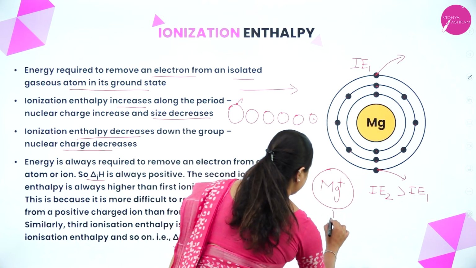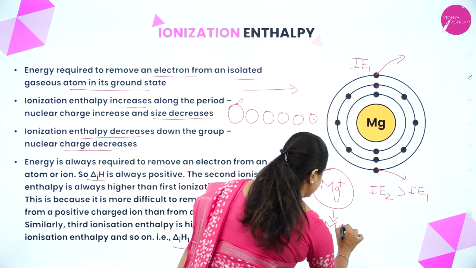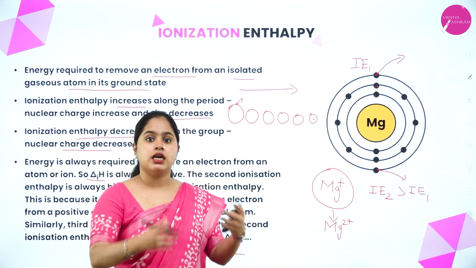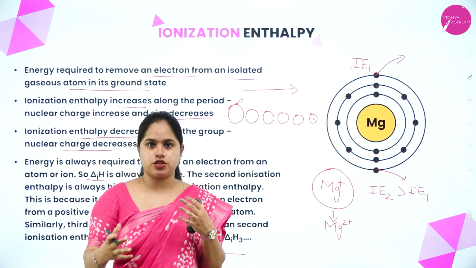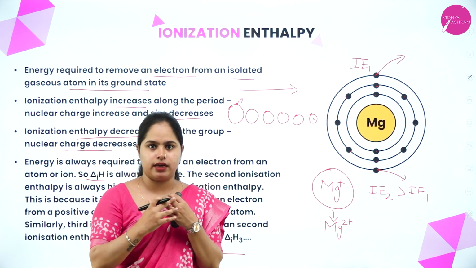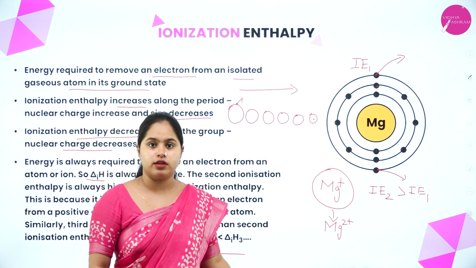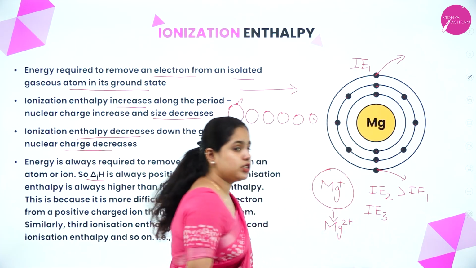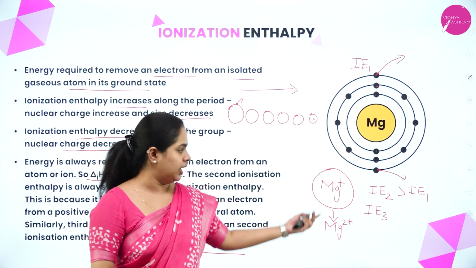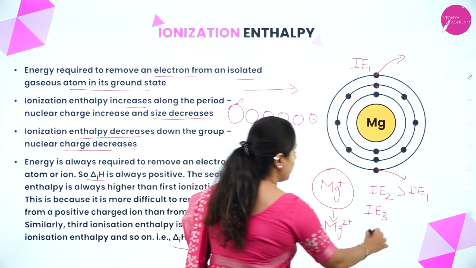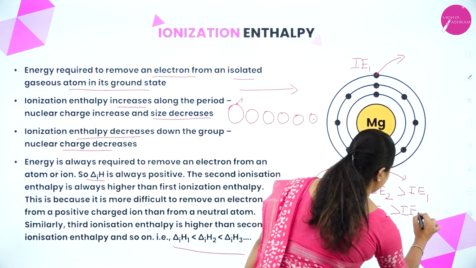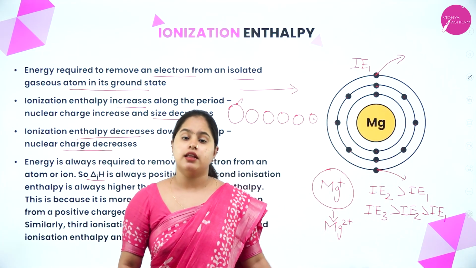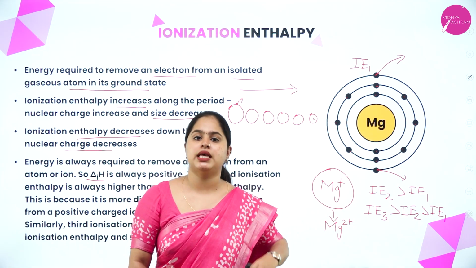Now it becomes the Mg2+ ion. Two electrons are removed. Now, if I want to remove one more electron, two electrons are already lost, so the nuclear charge has increased more. To remove one more electron, I have to give more energy. That is the third ionization enthalpy, which will be greater than the second ionization enthalpy, and that will be greater than the first ionization enthalpy. So what you can understand is that the first ionization enthalpy will be the least.